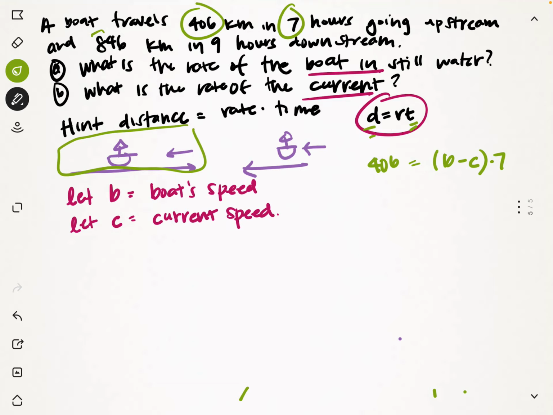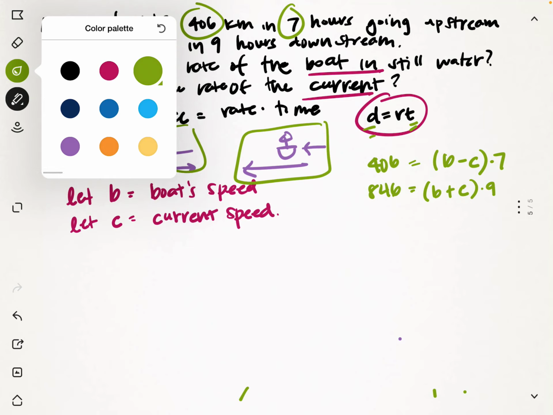Okay, in the second scenario, this time we traveled 846 kilometers. And this time the rate, in this picture going downstream, the current is helping the boat. So we're going to say plus C. The current is speeding the boat up. And then this took 9 hours. Okay. So the setup of these ones is a little bit trickier.